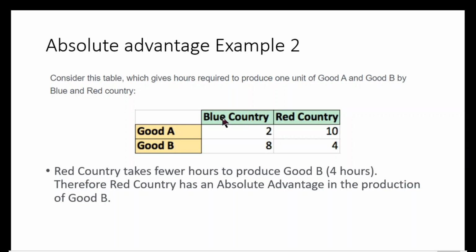Okay, that's all. I hope you gain more inputs and you get more clarification in terms of comparative and absolute advantage.